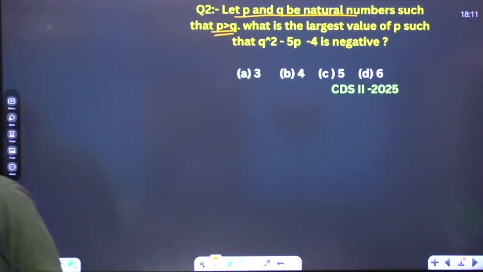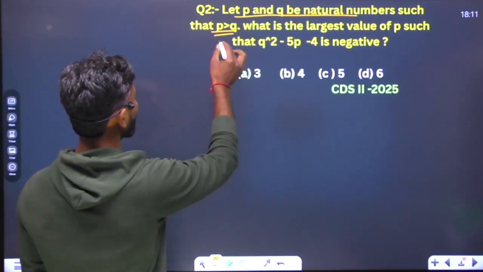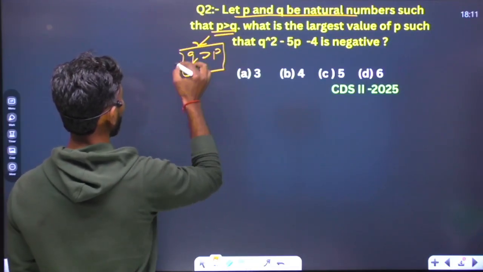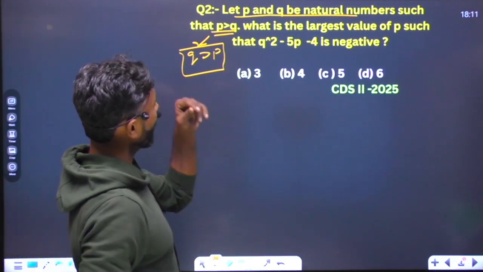Okay, okay. I got the mistake. Here p is not greater than q. It is like q greater than p. So you just have to amend this. Okay. Now I am again reading the question.